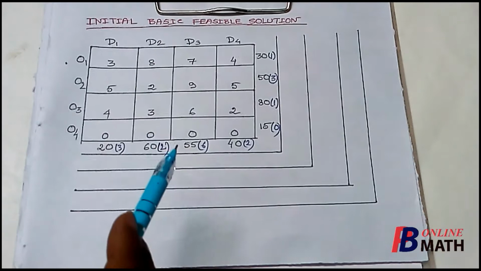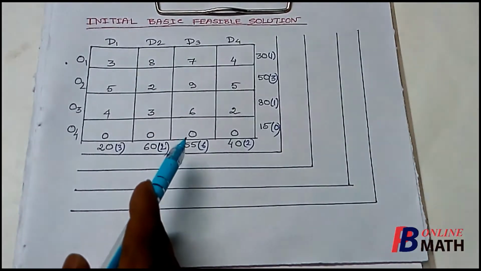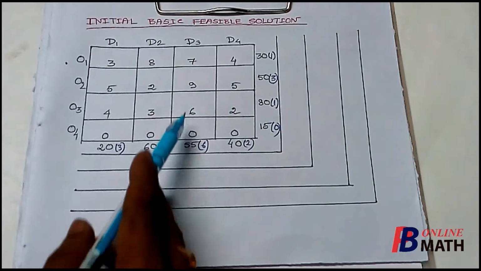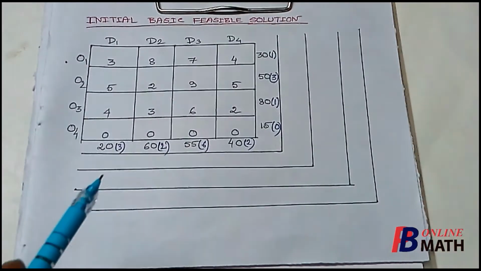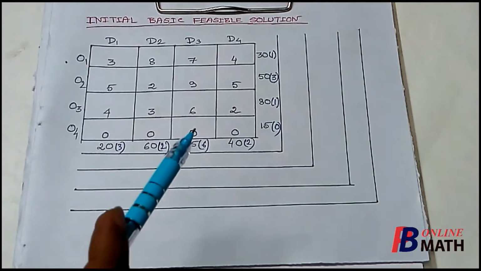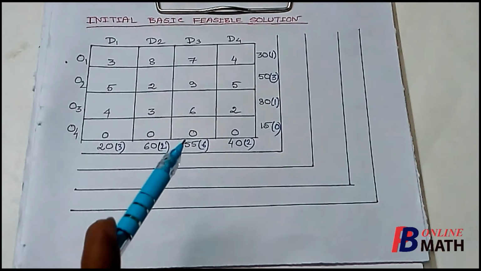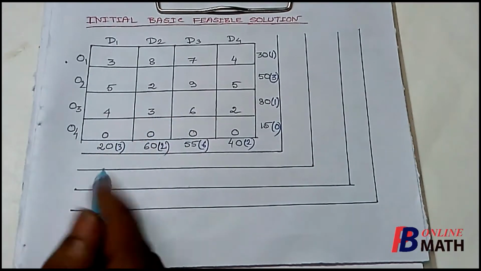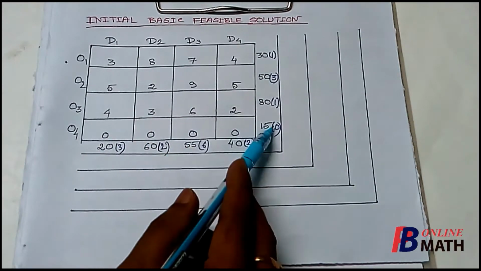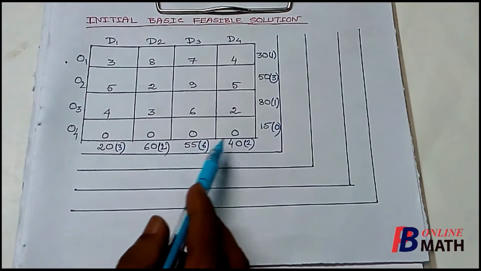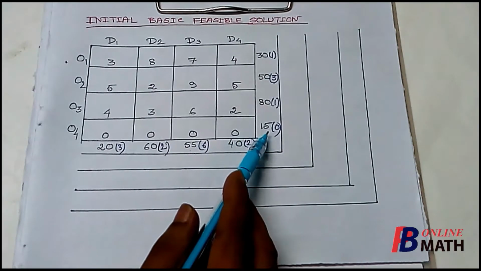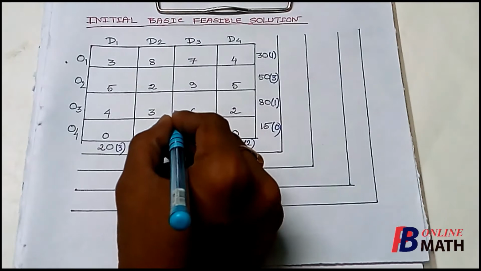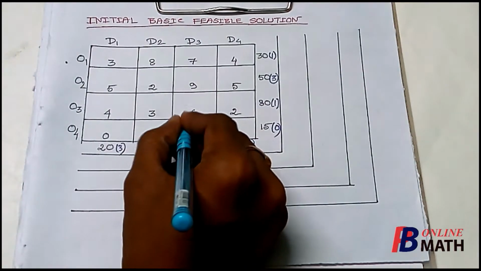For that we have to find the minimum element, actually the minimum cost in this column. The minimum element from the third column is 0, so the first allocation will be made in this cell. For that we have to check the corresponding capacity and demand. We find that the minimum between the capacity and demand is 15, so we can allocate 15 here.